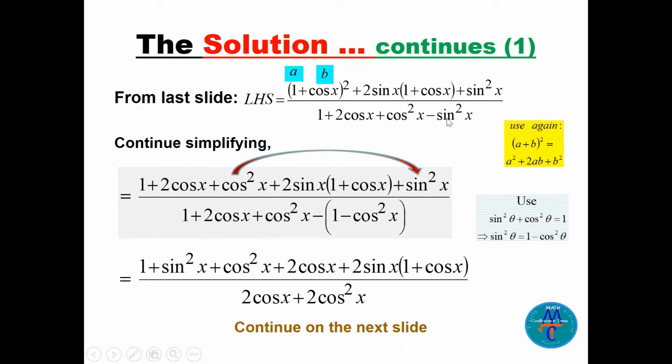Now in the denominator also, we have to do some work. Sine squared of x, I can use the same rule, 1 minus cosine squared. I put it in the bracket. So the 1 minus the 1 will be cancelled. Cosine squared minus cosine squared will be 2 cosine squared of x. And we already have 2 cosine of x. Now, this is 1 plus 1 is 2.